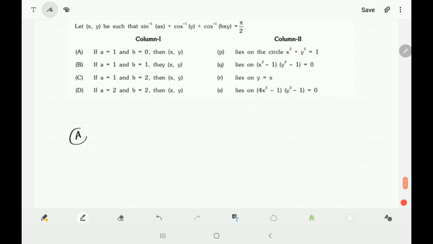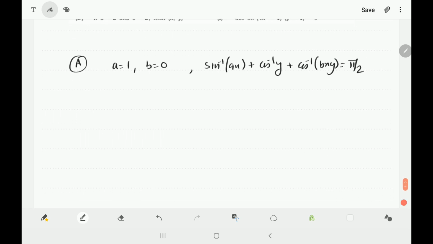So first try option A. In option A, small a is 1 and small b is 0, and we are provided with the equation sin inverse ax plus cos inverse y plus cos inverse of bxy is equal to pi by 2. So let's now put the values of a and b. Once you put them, you will be left with sin inverse x plus cos inverse of y plus cos inverse of 0, which is equal to pi by 2. Cos inverse of 0 is pi by 2 only. So you are left with sin inverse x is equal to minus cos inverse y.